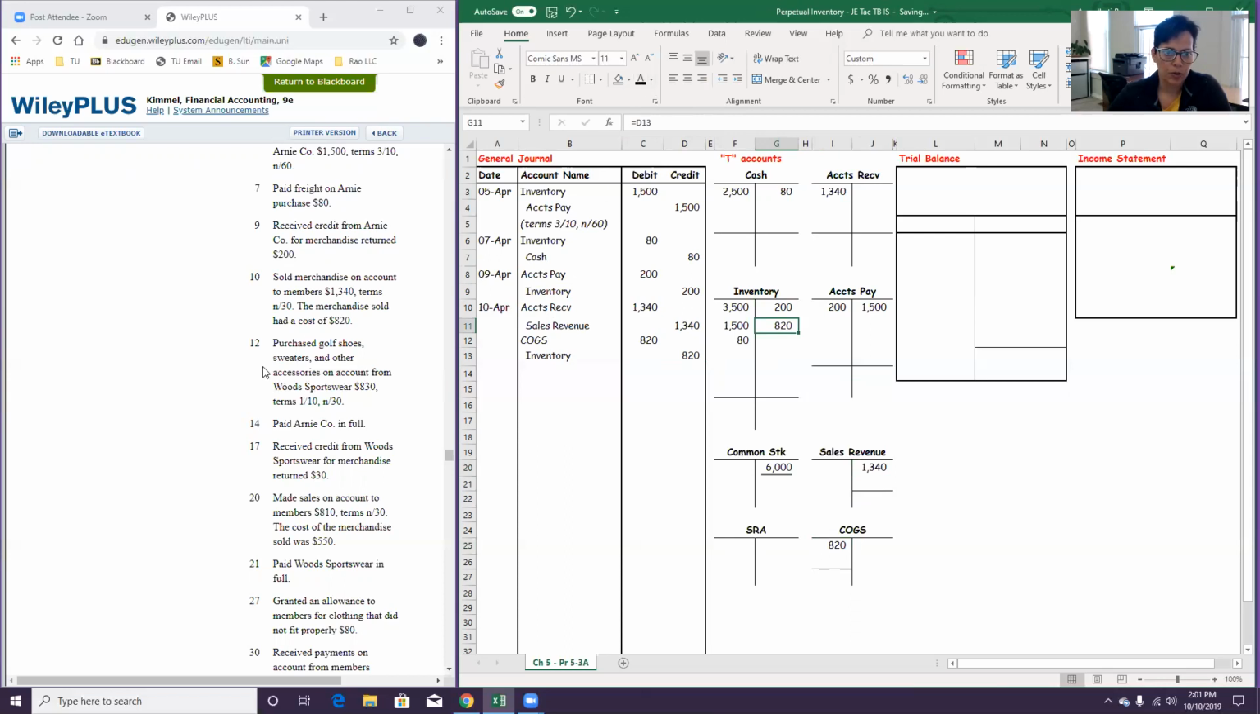Then we're told on the 12th, we made another purchase of golf shoes, sweaters, and other accessories, again on account from a different vendor, Wood Sportswear, for $830. The terms are 1/10 net 30. Not as generous as that other one, the first purchase that we made, but nonetheless, we have some discount to look forward to.